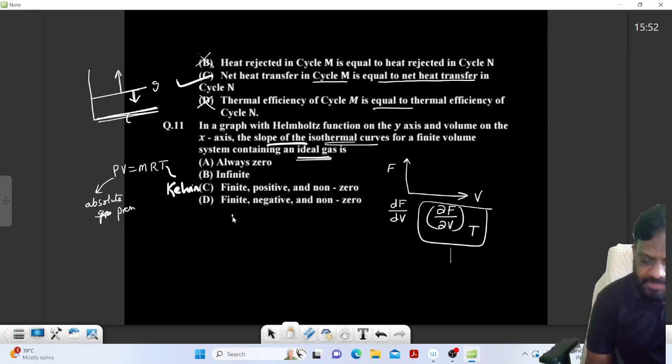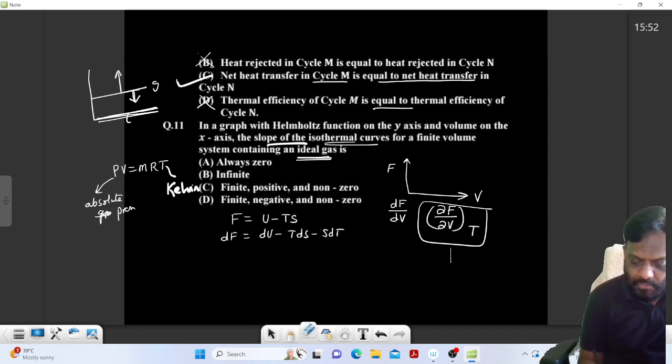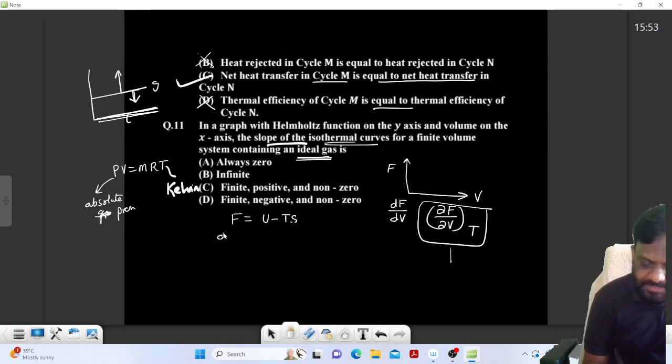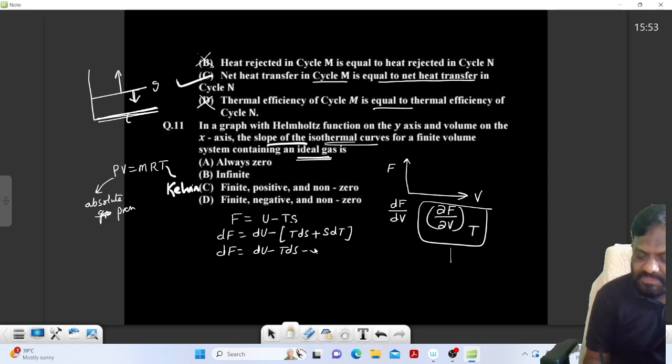कैसे करे? F is equal to U minus TS. Differentiate. Why differentiate, sir? This is Helmholtz function. Okay, differentiate. Why I want dF? So dF is equal to dU minus TdS minus SdT. Very good, sir. नहीं आया थोड़े लोगों को. चलो कोई बात नहीं. dF is equal to differentiation of U is dU minus T into dS plus S into dT. So I have opened the bracket directly. So dF is equal to dU minus TdS minus SdT.